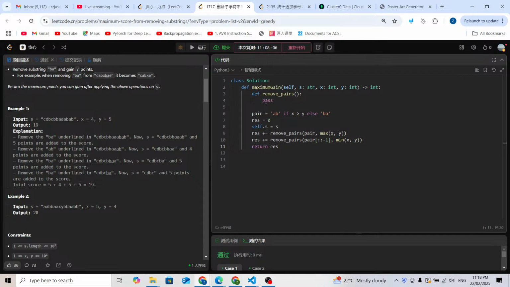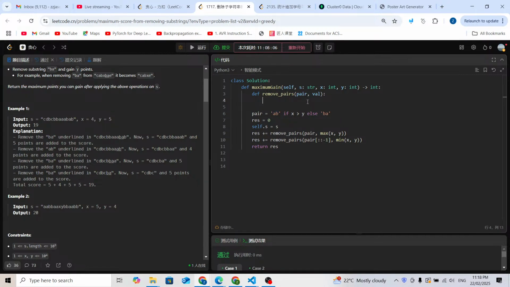So now what's left behind is this remove pairs function. So let's just put it inside. I'm gonna use this pair, and inside I'm gonna use a variable. I'm gonna call it value, the value of this pair. So for example, this is AB and the value of AB is maybe 5. So this pair is AB and this value is 5.